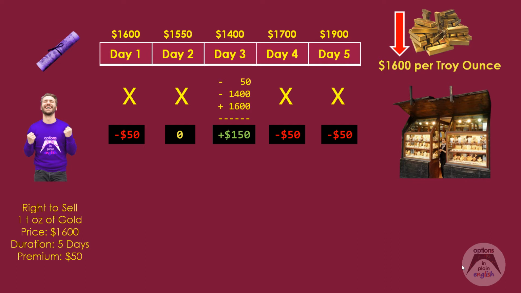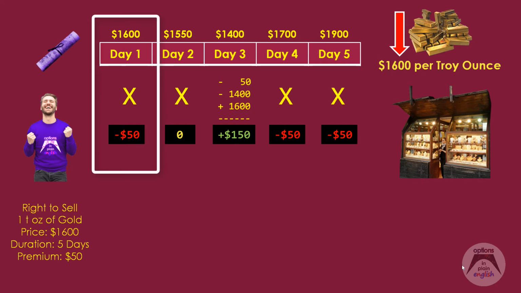However, if we look at day 1, $1,600, if that had stayed the same for the whole 5 days, then even though the price didn't go down but didn't go up either, he would have been out the premium that he paid. So basically, he needs the price to go down for this contract to have any value.